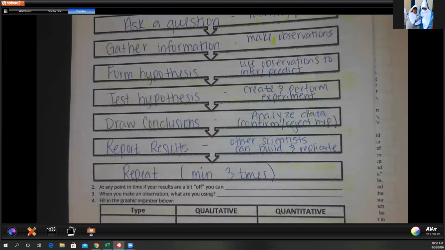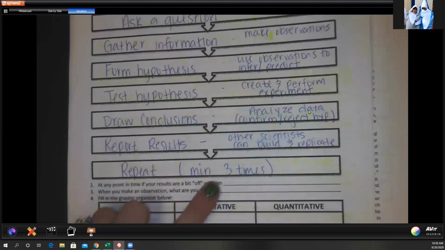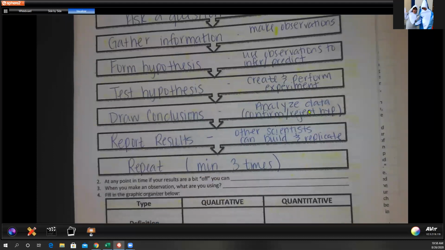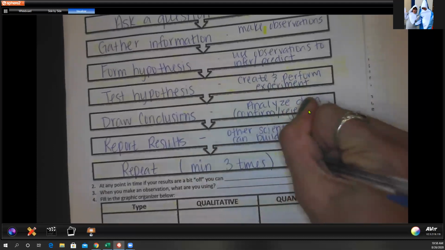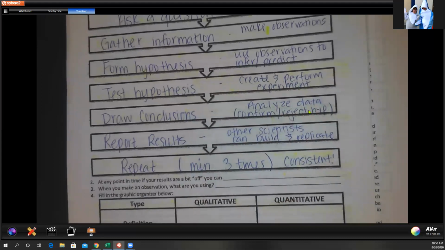I'll do that. So here's the thing with repeating it. The reason I say a minimum of 3 times, this is where that word consistent comes from. We want our results to be consistent. We want them to be around the same every time. That shows that I was doing it right.